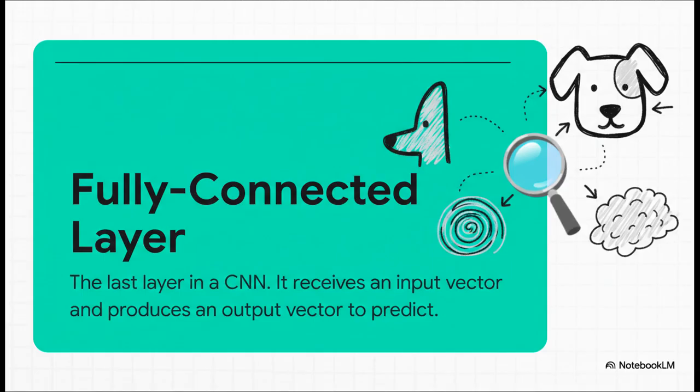If the last part was the detective work, this is the grand jury. This layer looks at every single number in that vector, every last piece of evidence, and it learns how to weigh it all. It starts to figure out that, hey, if we have pointy ear features plus wet nose features plus furry texture features, well, all of that together probably means we're looking at a dog.